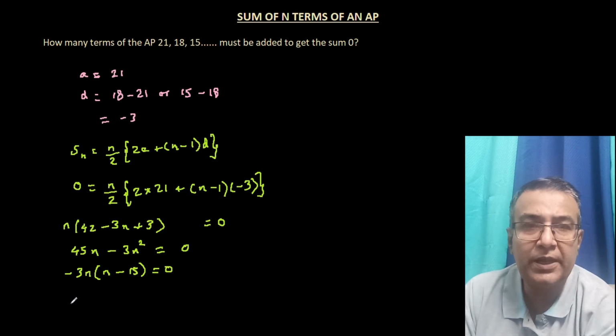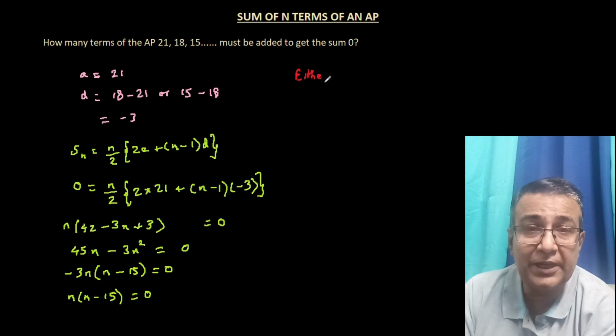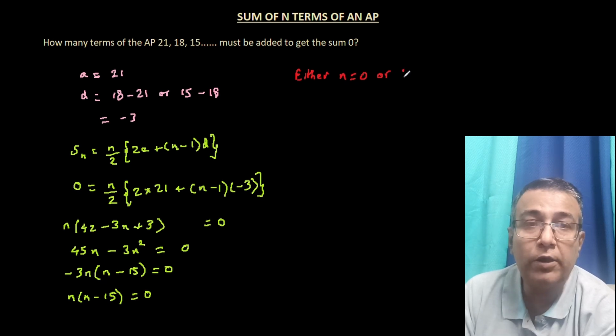Again, the negative 3 can go to the other side, and that becomes 0. So I'm left with n times n minus 15 is equal to 0. Now since the product of two numbers is equal to 0, that means either one of those numbers is equal to 0. So we can say either n is equal to 0 or n minus 15 is equal to 0, which gives us the values for n as 0 or 15.